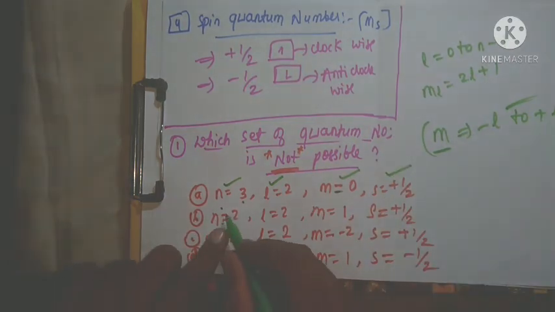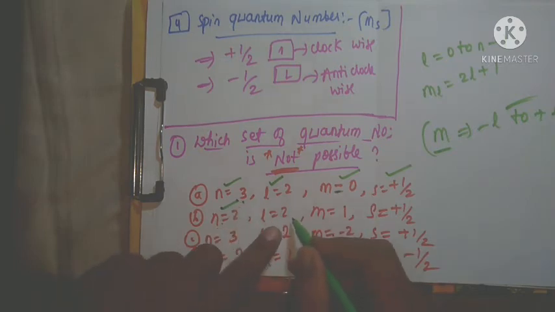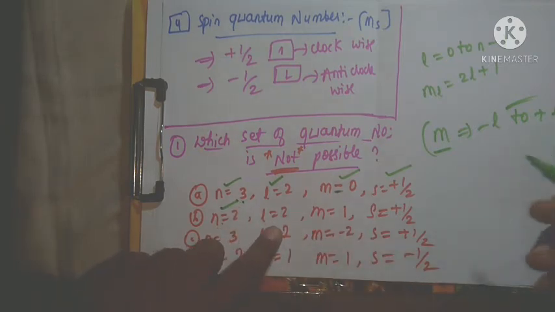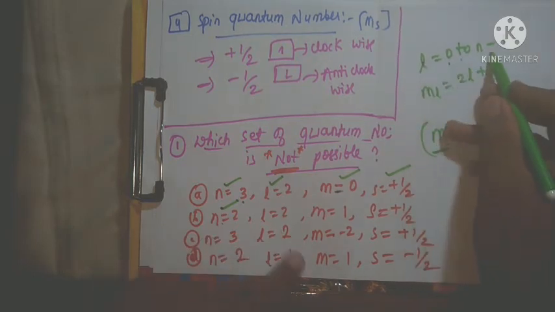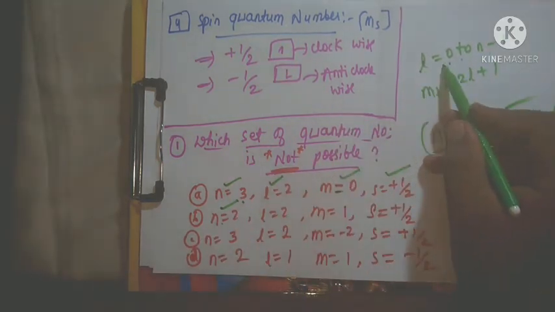For the second option, just check. N is equal to 2. Okay, it may be the second shell. L is equal to 2, possible or not possible? Just think. What is the L value? The L value is from 0 to n minus 1. Here, 0 to n minus 1.